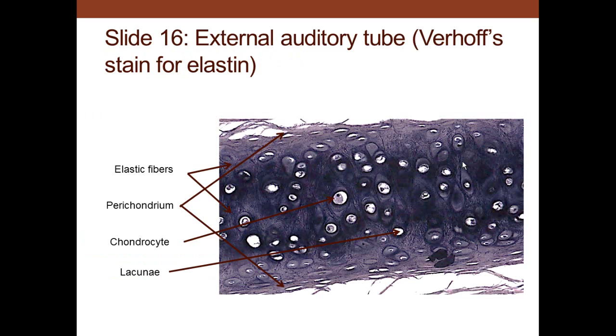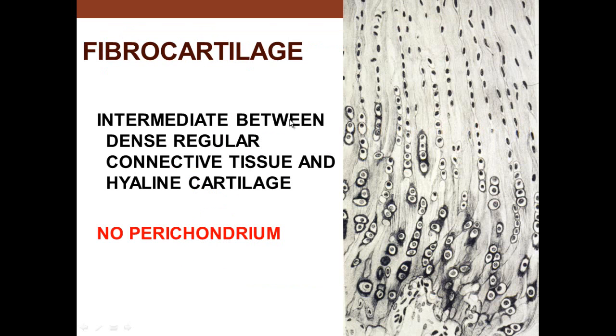But individual cells are still in their lacunae, and you have fewer isogenous groups in elastic cartilage versus the hyaline cartilage. And here we can see elastic cartilage again in slide 16 with a special stain, and we can see the elastic fibers inside there. This would be a chondrocyte in its own lacuna. This is the perichondrium located here and here.